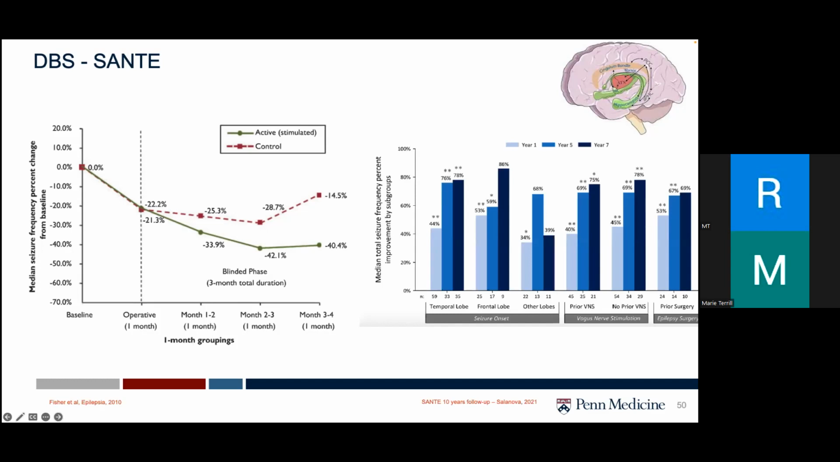Again, a median reduction of 75% at 7 years. There's been self-reported improvement in severe seizure types like focal to bilateral tonic-clonic seizures and focal impaired awareness seizures. And even after 10 years of follow-up, there have been no worsening trends or worsening adverse effects associated with this therapy.